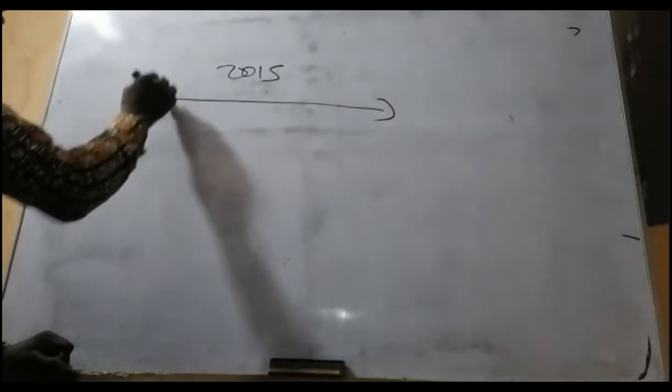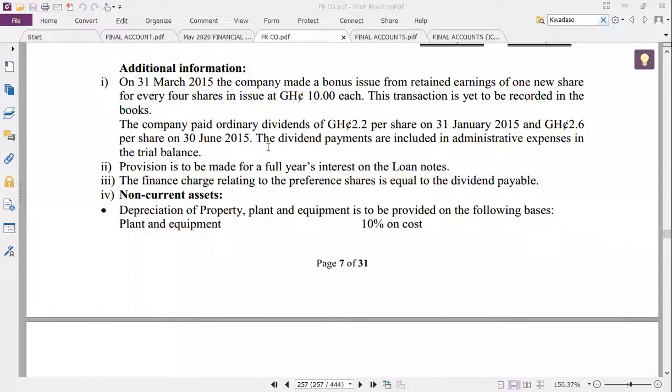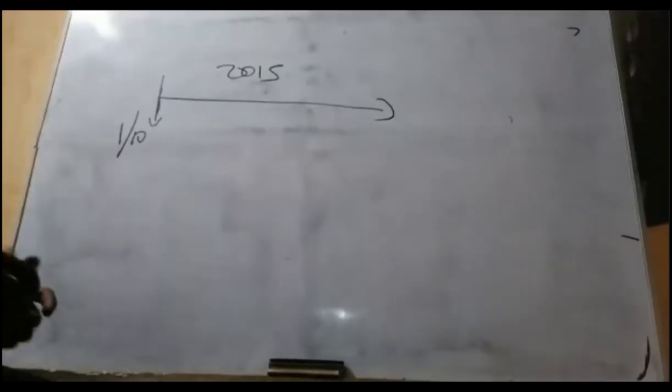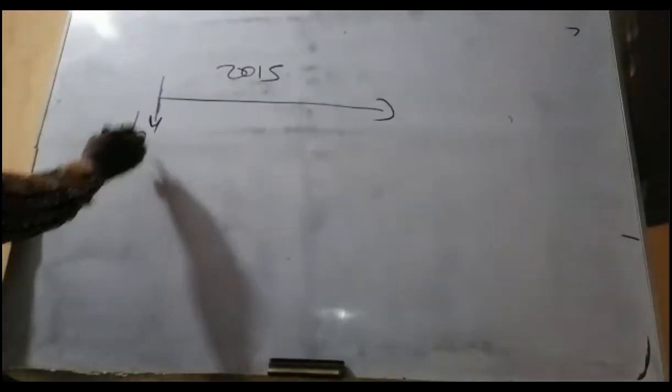As at 1st October, how many shares do they have in issue? Let's go to the financial position and pick it from there. They have to tell us the number of shares. If not, they'll give us the nominal value of the shares so that we can divide to get the number of shares. Oh, the examiner is very good. How many shares? 500,000 ordinary shares. So basically, we pick that one. At the start of the year, they have 500,000 ordinary shares.